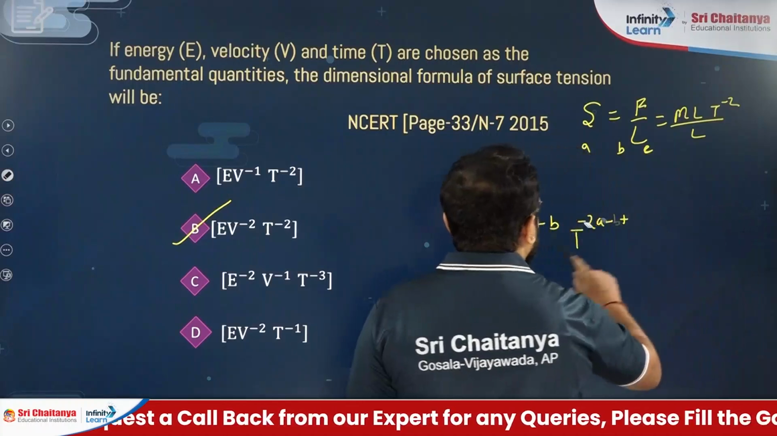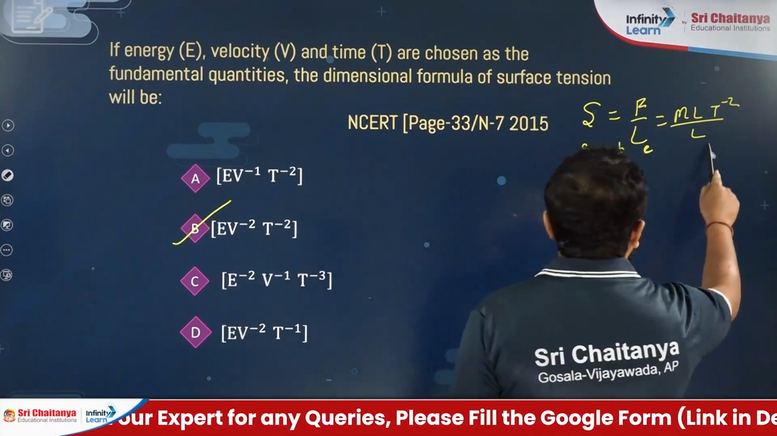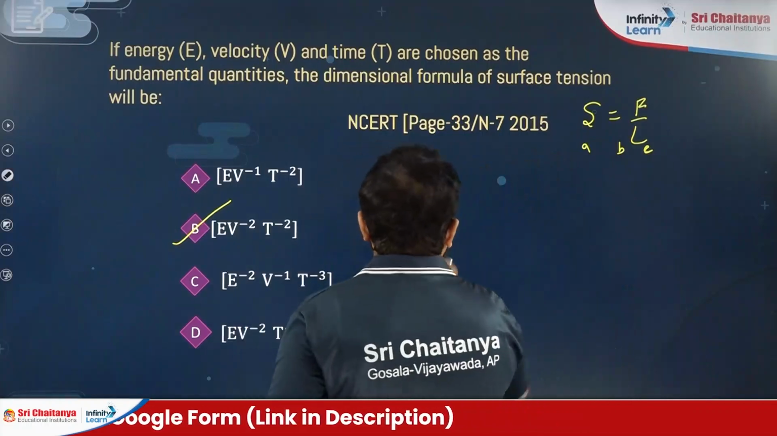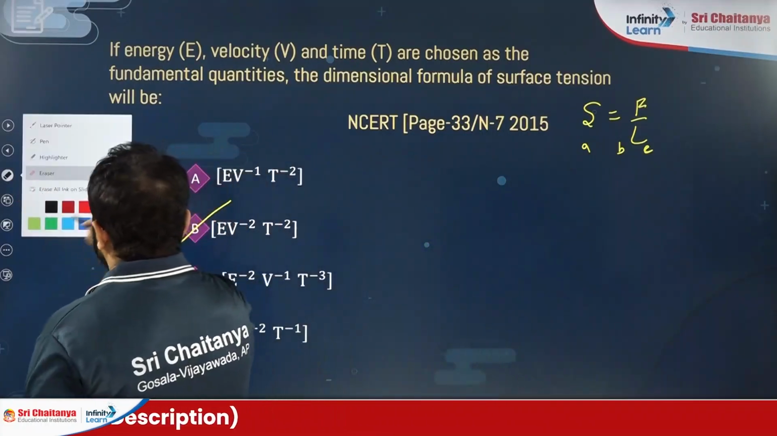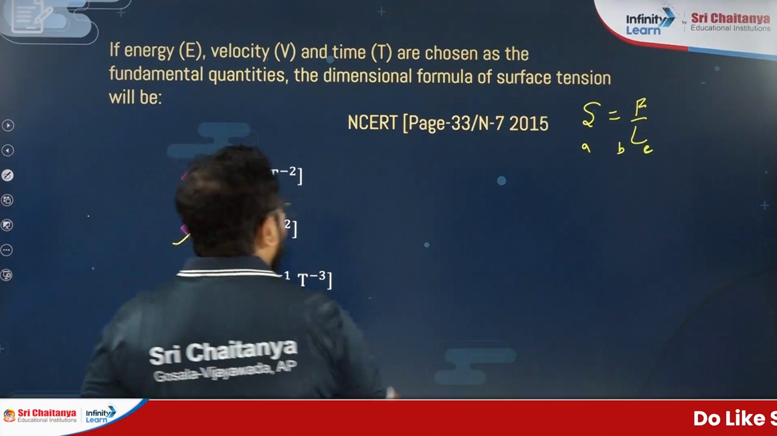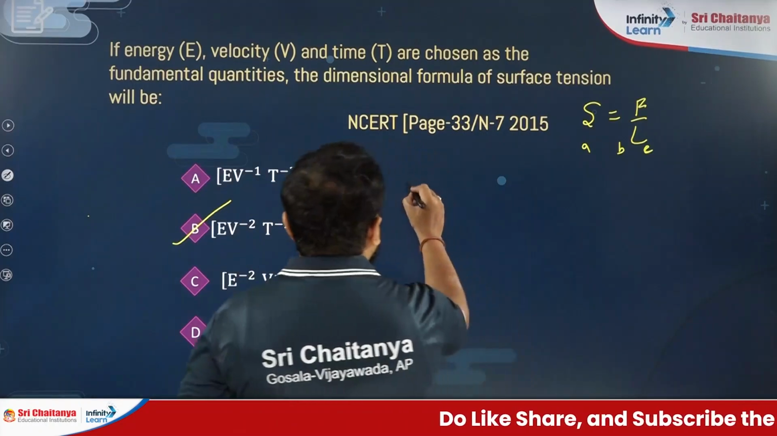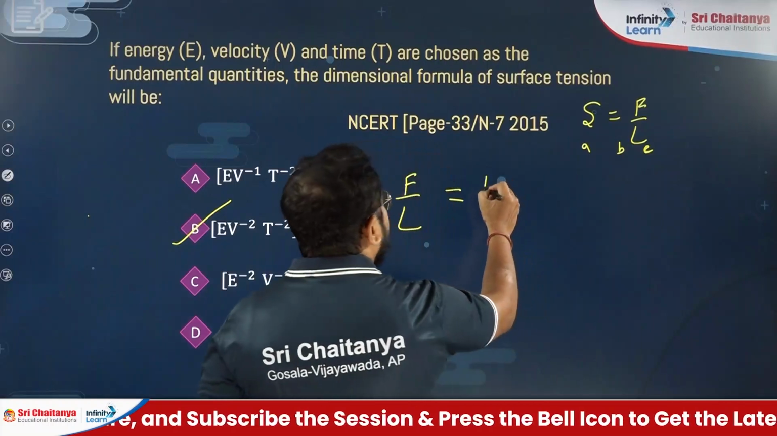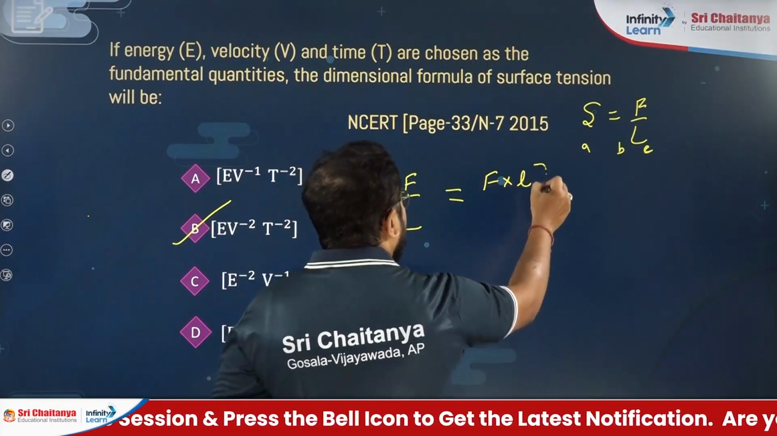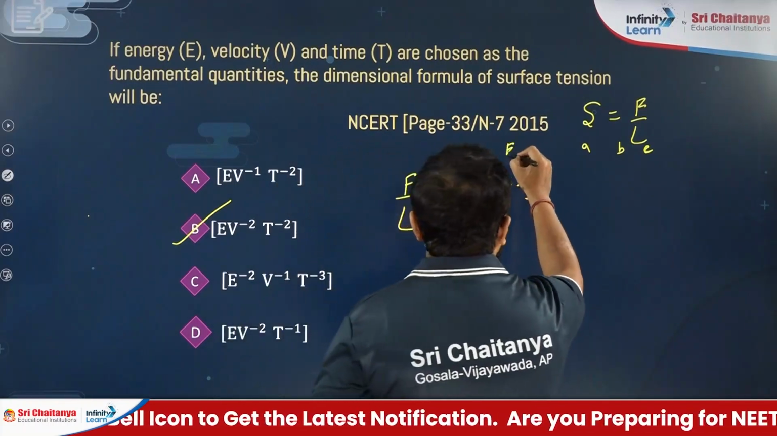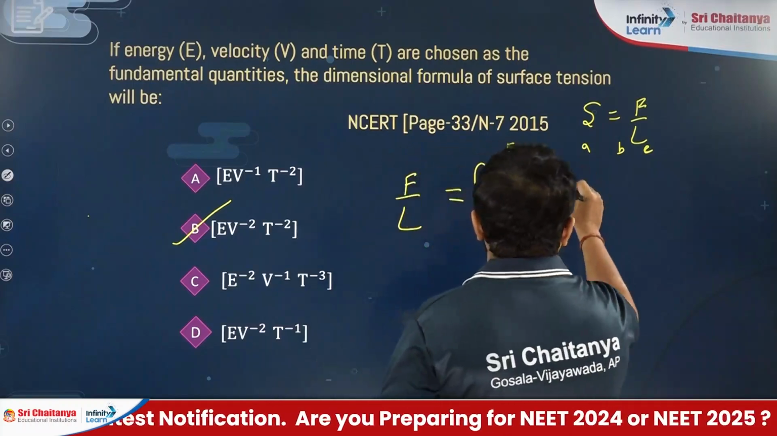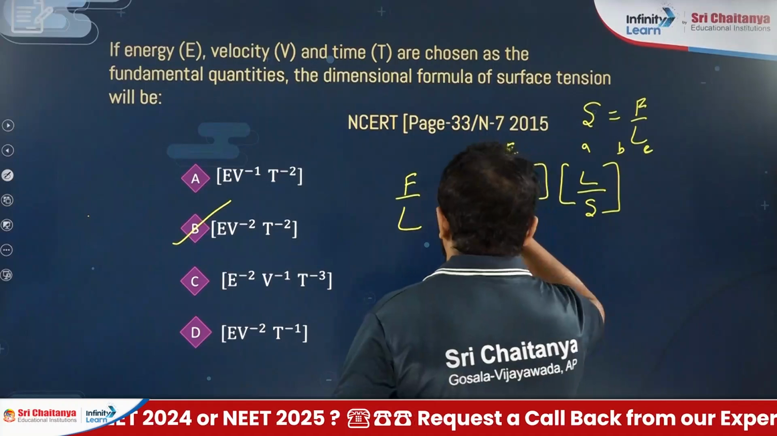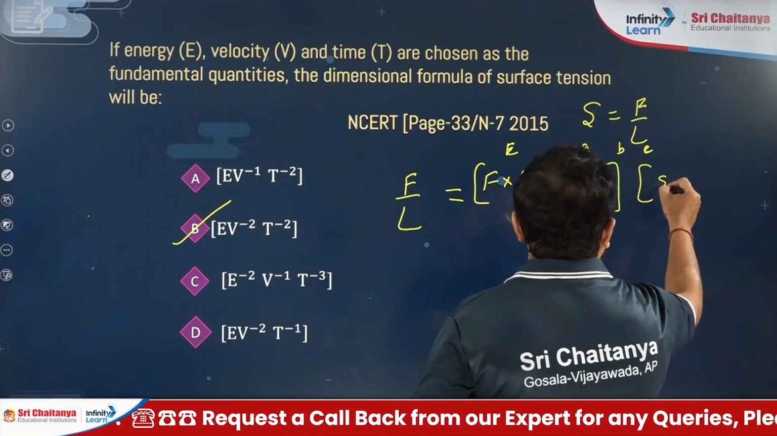Now, simply see what the surface tension is. If we see, surface tension is force upon length, we are dealing with the units only. Surface tension is your force upon length. I want force upon length. What is energy? Energy can be written as force into length. Yes or no? This is the energy. Velocity. Velocity can be written as what? Length divided by time. Yes or no? Time can be written as time only.